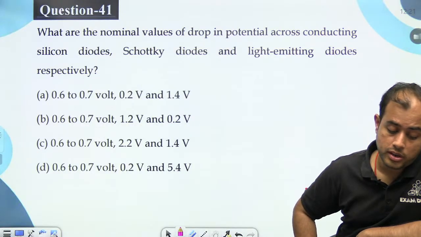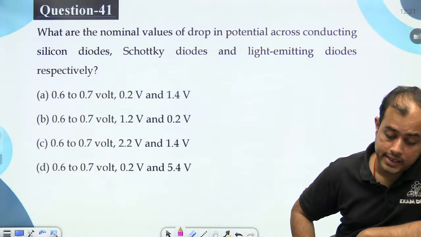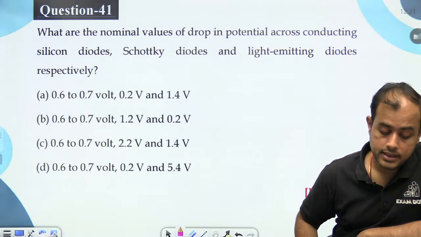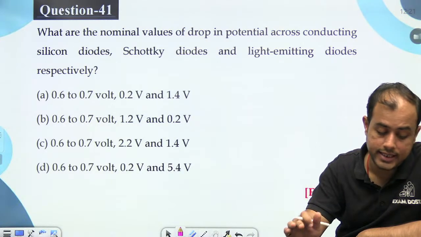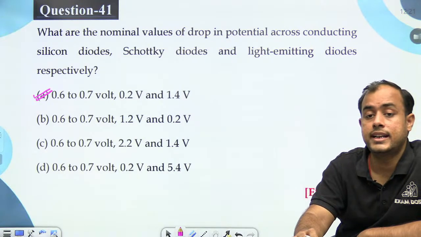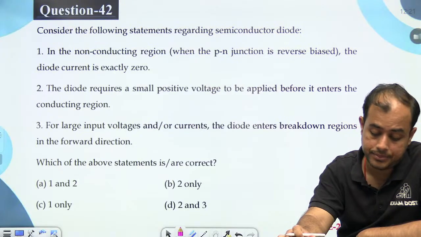ESE 24: nominal value of potential drop across silicon, Schottky and LED. Okay, silicon diode, Schottky diode and the LED. So the answer should be A. Schottky diode ka bahut kam hota hai, LED ka 1 volt ke aaspaas aata hai.